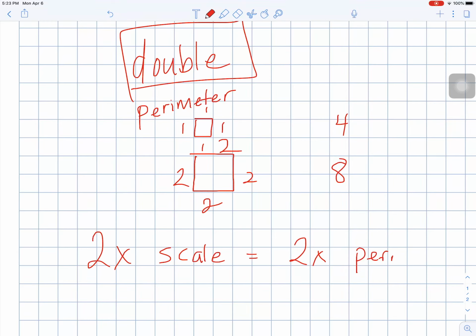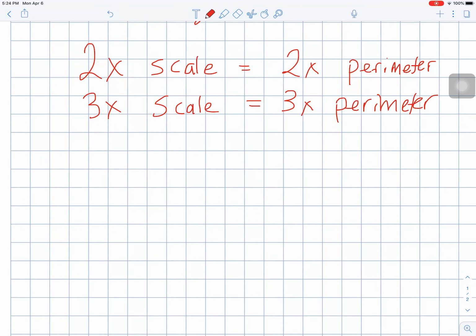So the ratio of perimeter to scale is, if the scale is 2 times, the perimeter equals 2 times. Right? And if we have 3 times the scale, it equals 3 times the perimeter. That makes the easiest sense so far, right? Let's go to area, see what happens.